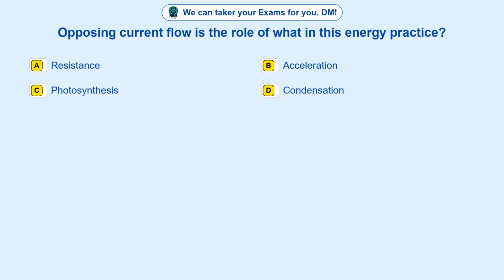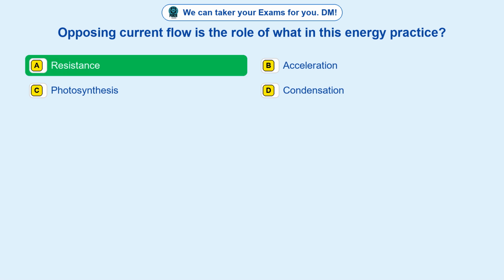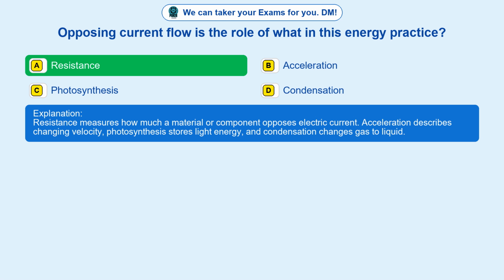Question 71. Opposing current flow is the role of what in this energy practice? Option A, resistance. Option B, acceleration. Option C, photosynthesis. Option D, condensation. The correct answer is option A. Resistance. Resistance measures how much a material or component opposes electric current. Acceleration describes changing velocity, photosynthesis stores light energy, and condensation changes gas to liquid.